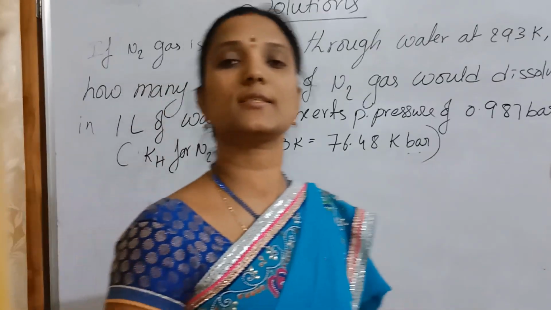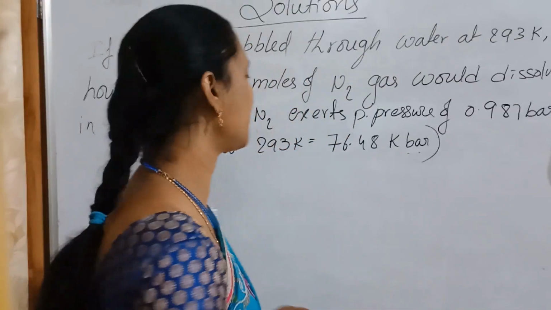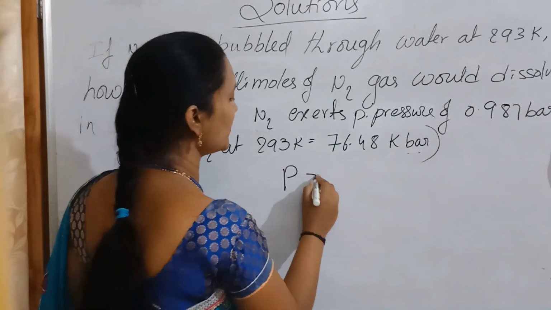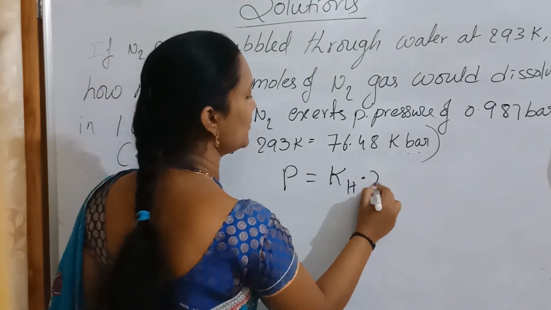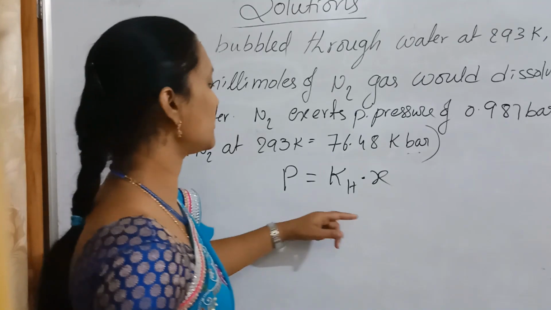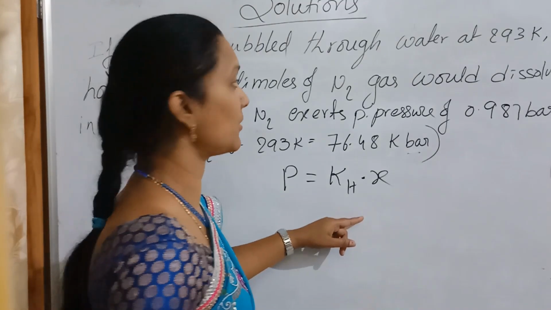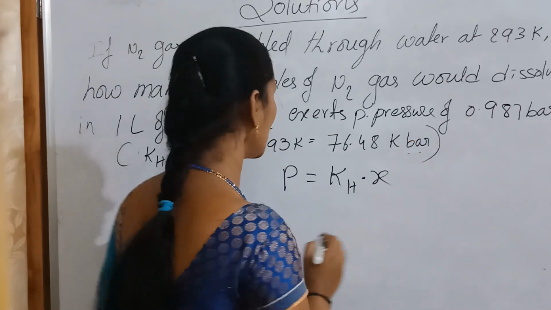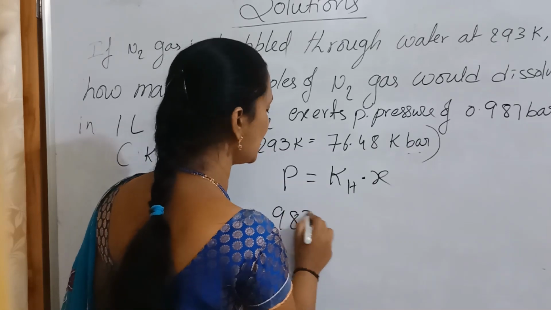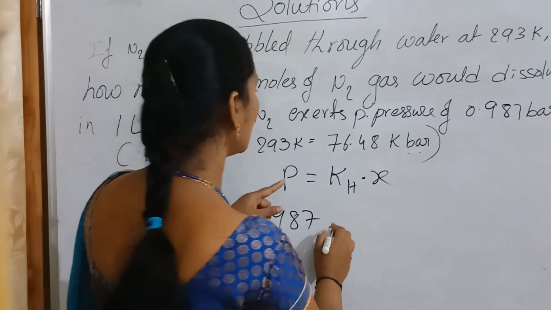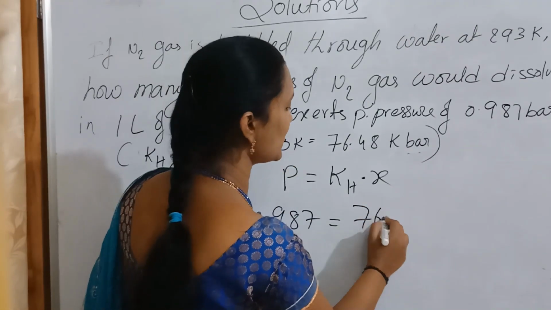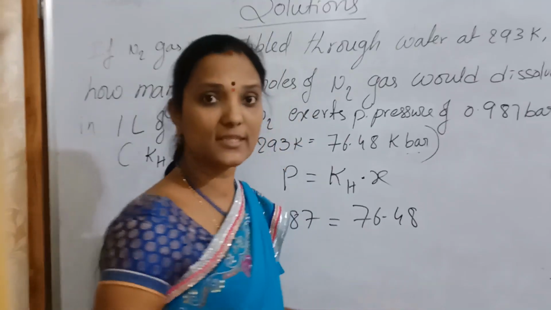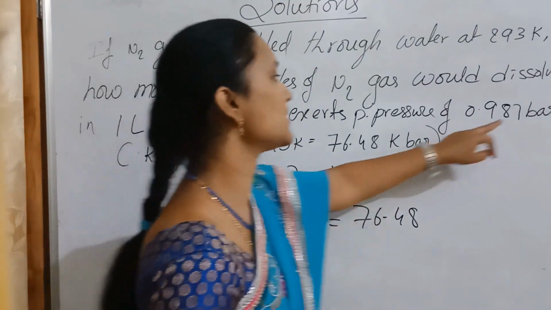So based on Henry's law, for any problem given, first you write the formula. What is that formula? Pressure is equal to KH into X. Yes or no? Pressure is equal to KH into X. This is the formula. Now pressure given. What is the pressure? 0.987 bar. Okay. And KH value given. What is the KH value? 76.48. Given in kilobar now. So convert into bar because this is given in bar.